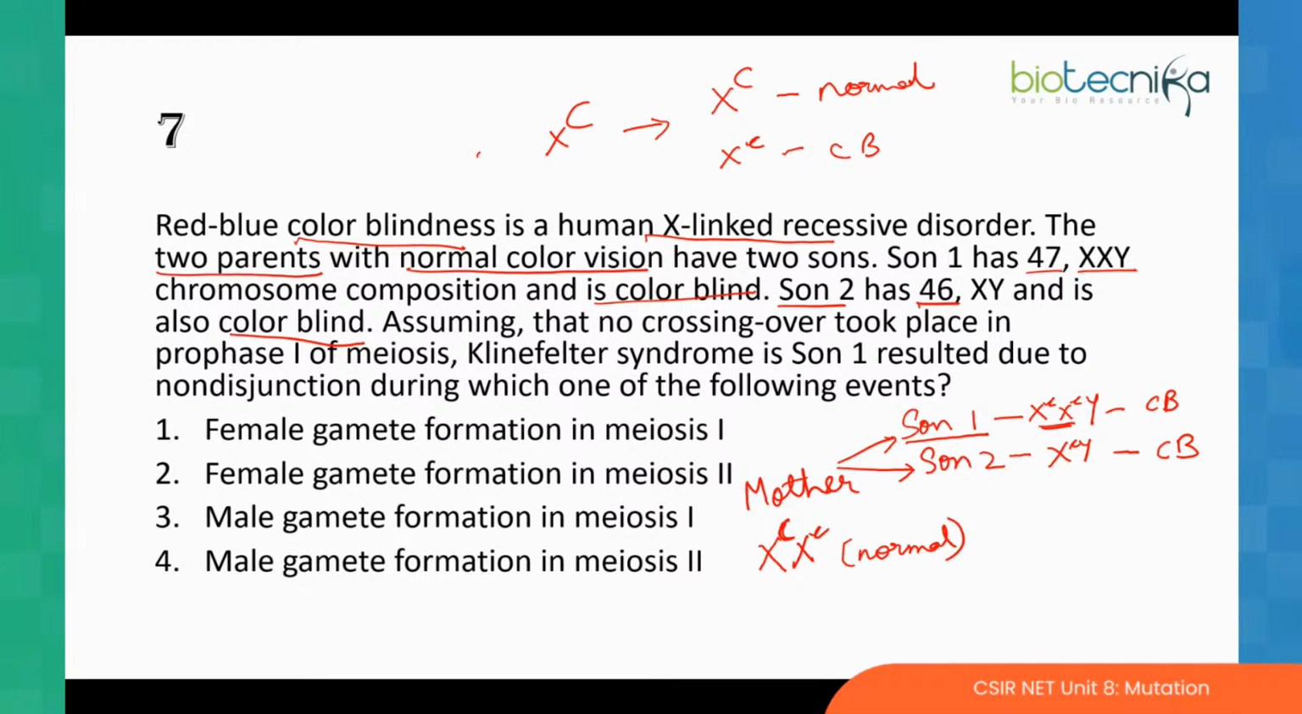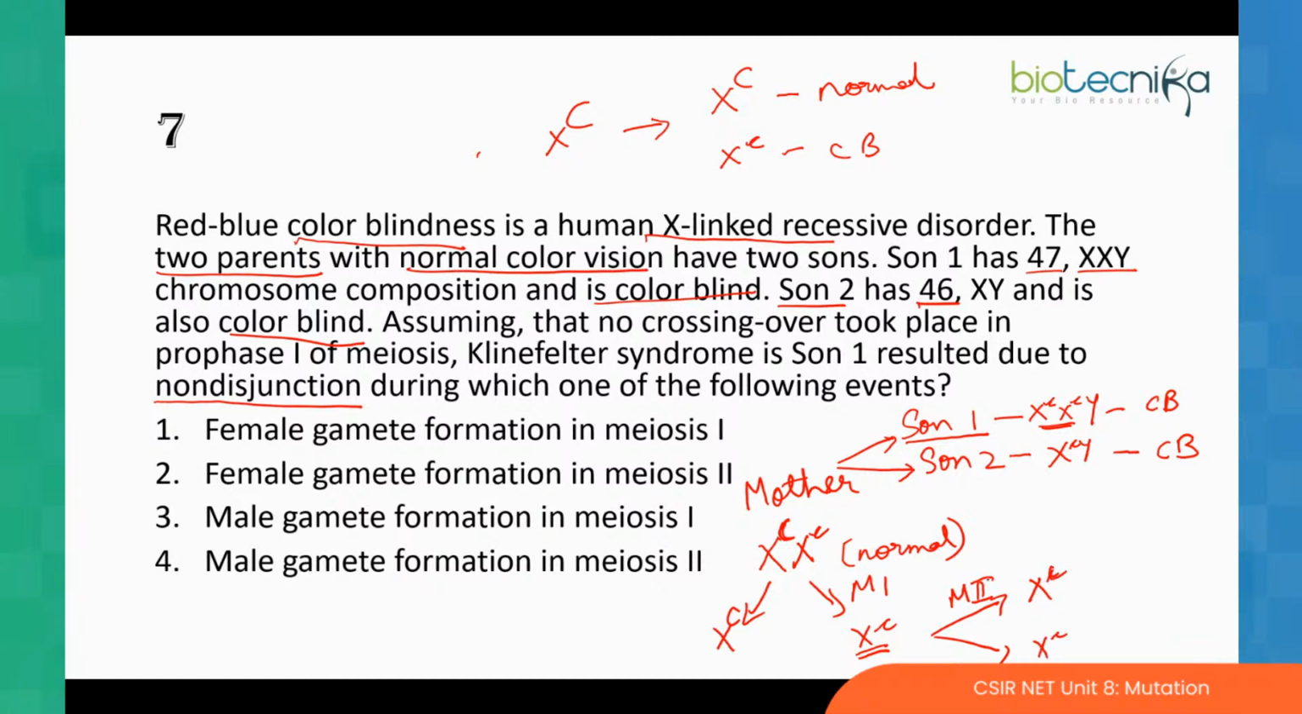Now, in son 1, the question is: these two chromosomes that son 1 has received, has it happened because of non-disjunction during which event? Meiosis 1 or meiosis 2, you have to determine. In meiosis 1, homologous chromosomes separate. So during meiosis 1, X capital C and X small c will separate. And in meiosis 2, the sister chromatids will separate: X small c here, X small c here.